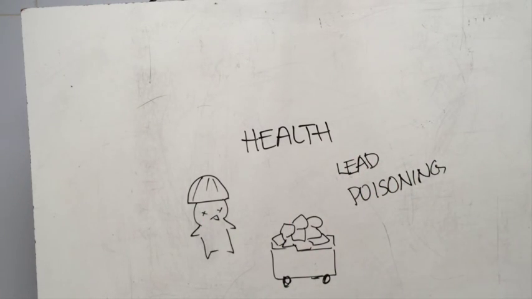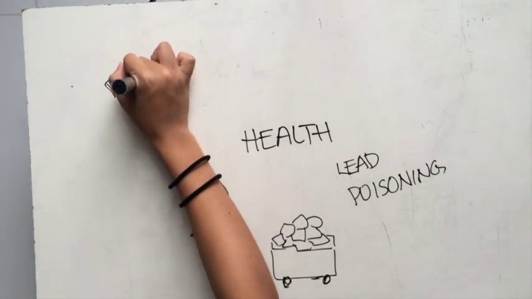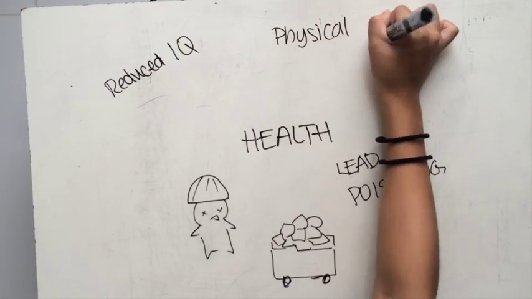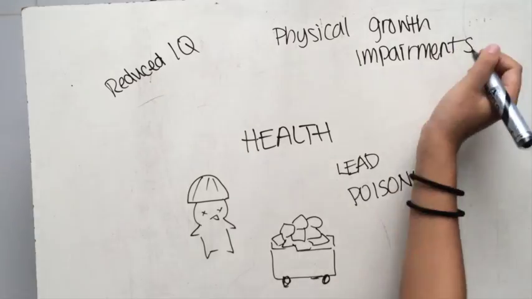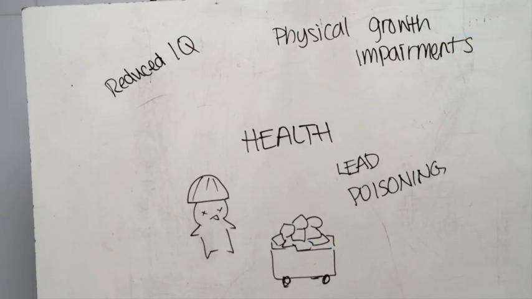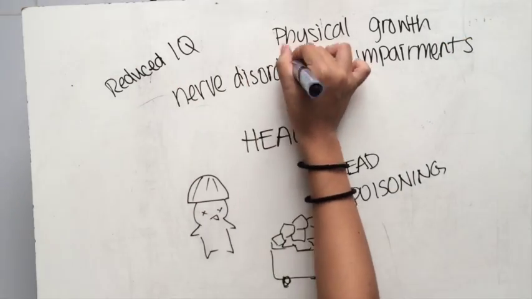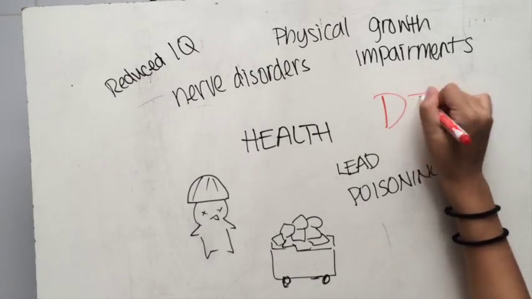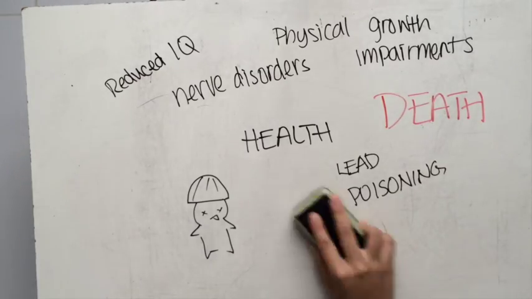Lead poisoning can lead to reduced IQ, physical growth impairments, nerve disorders, pain and aching in muscles and bones, memory loss, and other symptoms. In severe cases, it can cause death.